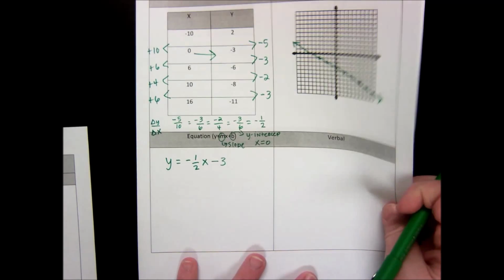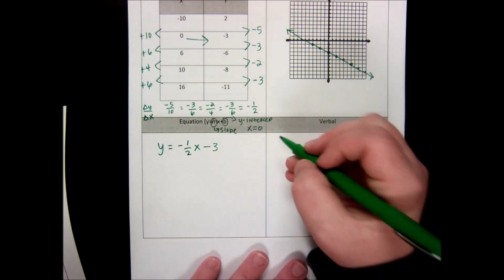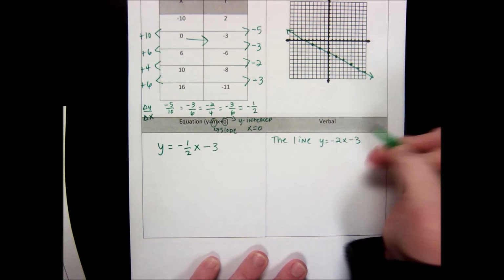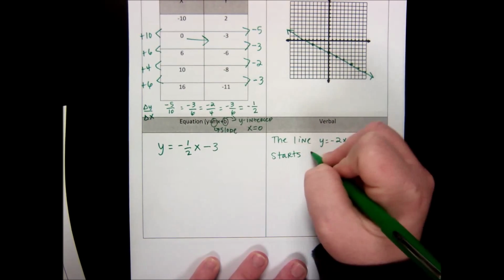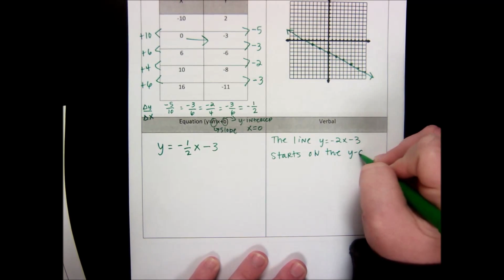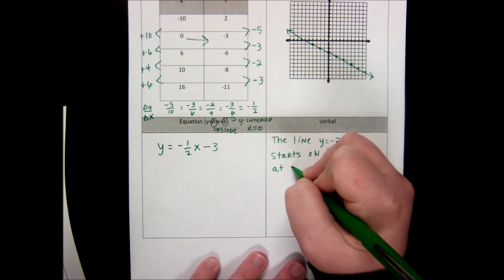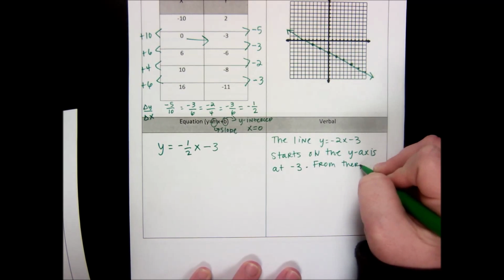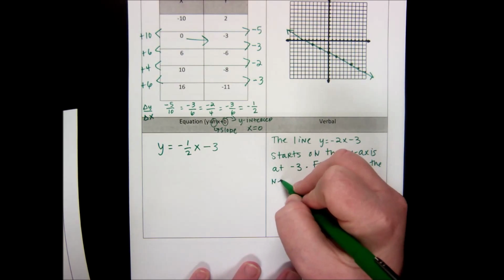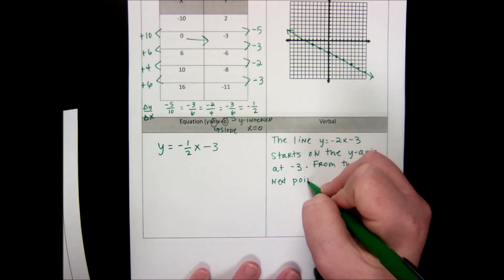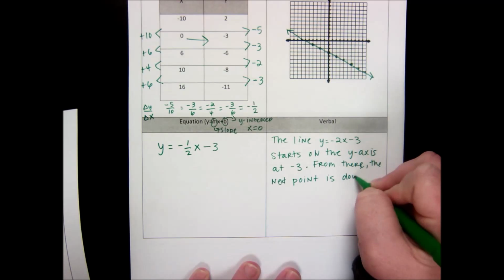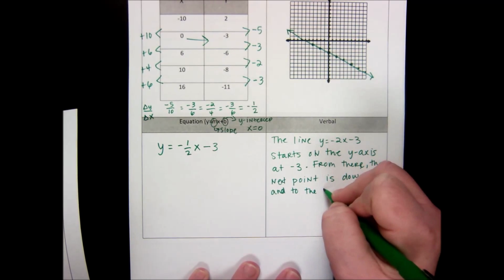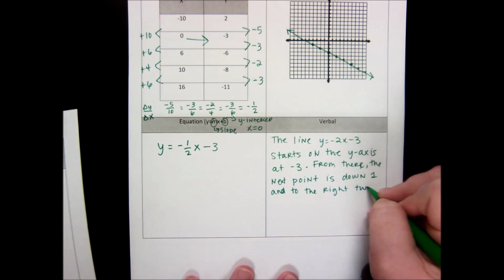So for my verbal description, I'm just going to describe what my equation is doing and what my graph is doing. So the line y equals negative 1/2 x minus 3 starts on the y-axis at negative 3. From there, the next point is down 1 and to the right 2.